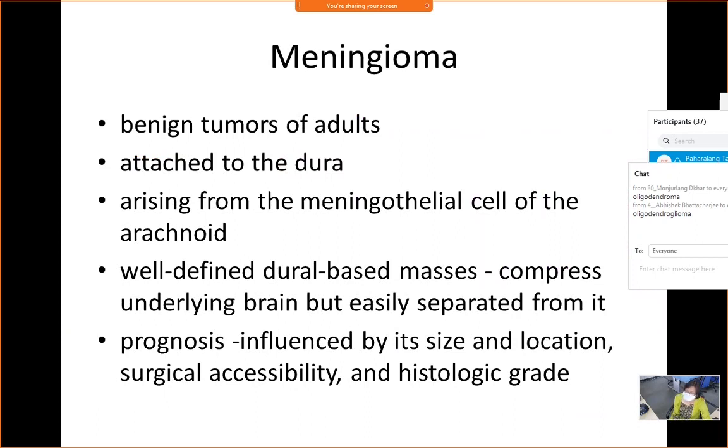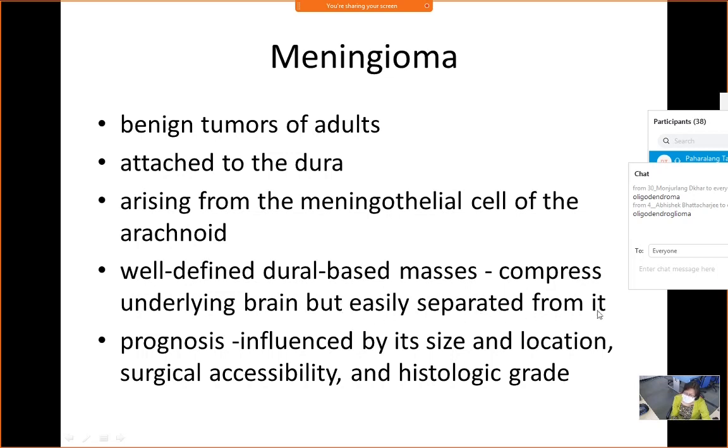Okay. Then the next, meningioma, favorite short note. Okay. So meningioma is a benign tumor which arises from the meninges, particularly from the dura mater. So it is attached to the dura. It arises from the meningothelial cells of the arachnoid. They are very well defined dural based masses. They can compress the underlying brain, but they can be easily separated from it.